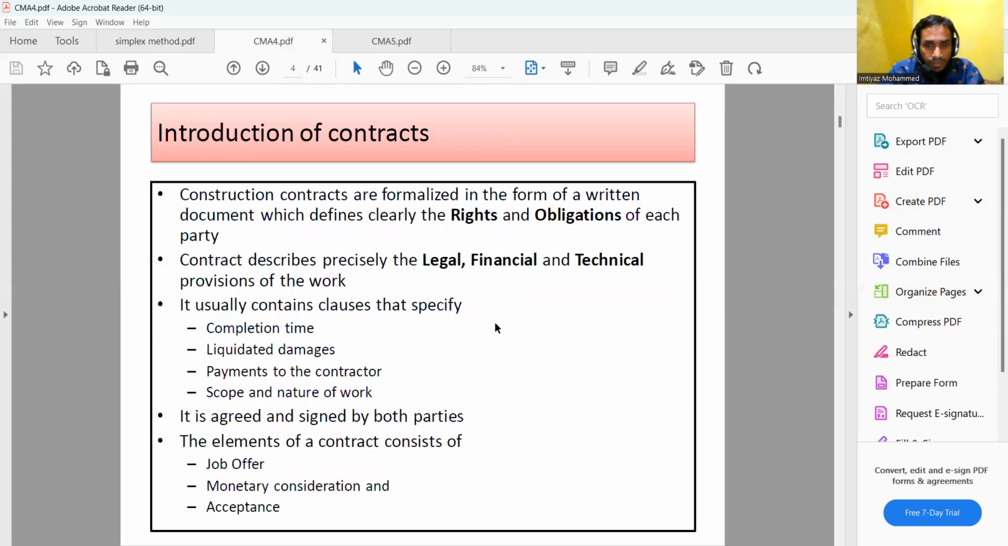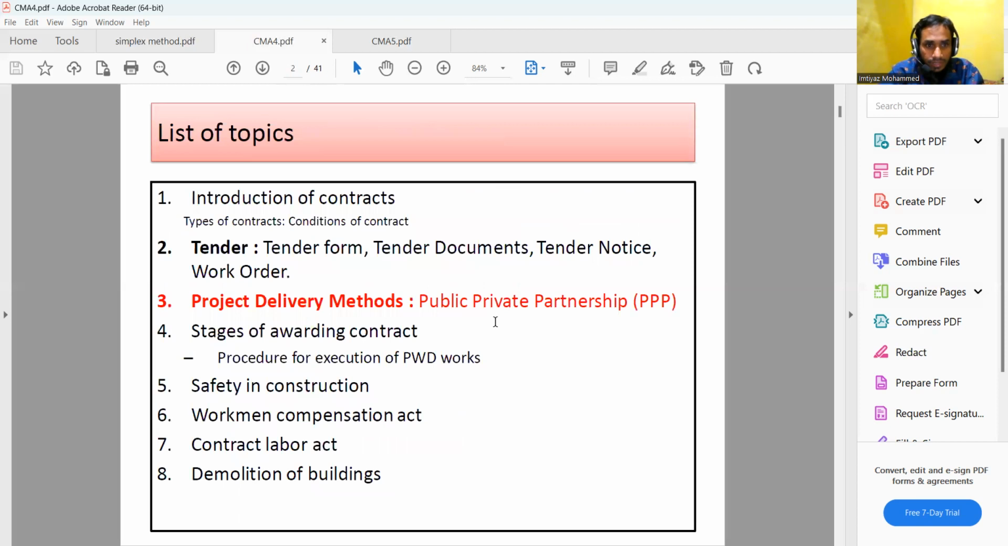I have given most of these things already in the notes, and some new topics like project delivery method. For project delivery method, we have PPP, which is known as public-private partnership. PWD over here stands for Public Works Department, and I have already given details about tender form, tender documents, tender notice, and work order. These topics are also there in the textbook, Construction Planning and Management by Gehlot and Dheer.